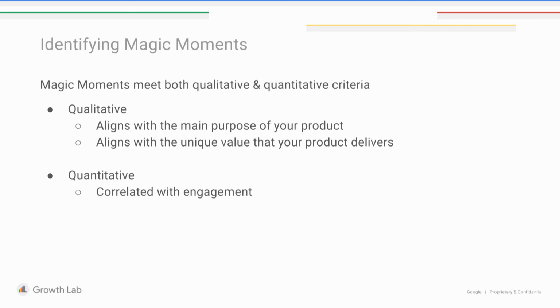The second part, which is really important, is there's a quantitative element. It's great to have these things that you think are unique values and that are really engaging, but the data has to actually agree with you. So you can identify a whole slew of things that you think are the main purpose of your product, and these would be really fun, unique experiences, but you also have to look at some data and identify that, yes, it actually is correlated with engagement. So if you have things that are aligned with the main purpose of your product and they are correlated with engagement, meaning the people who do these tend to be more engaged and more retained, those are your magic moments.